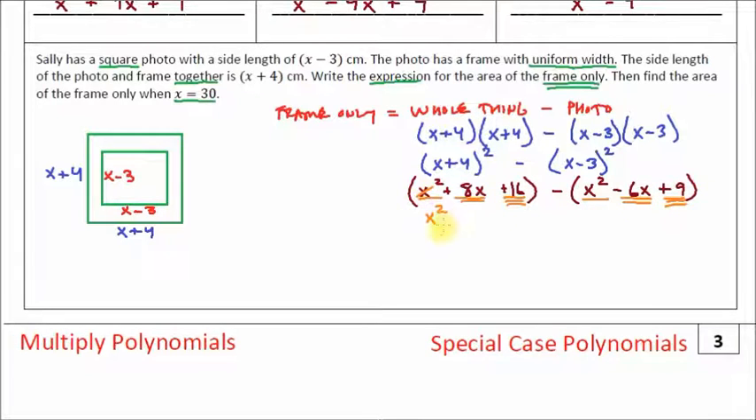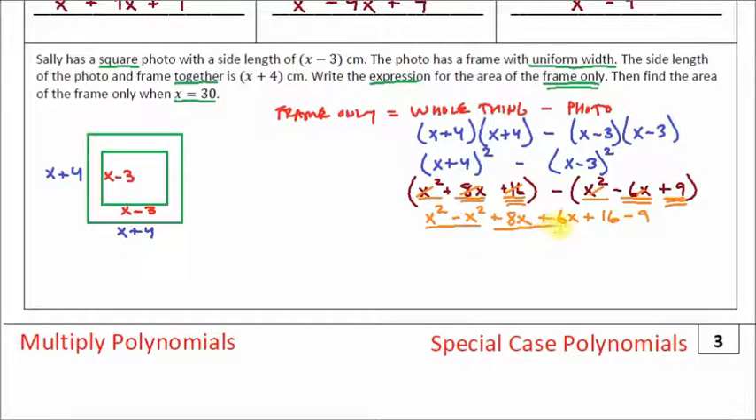Let's rewrite these in the proper order. So we got x squared. Now look at this one. This is not x squared. We've got to distribute the negative sign. This is negative or minus x squared. Then I've got plus 8x. And we've got minus negative 6x. That ends up being plus 6x. And then we have 16. I'll cross those off. And then we have 16, and we have minus 9. Now let's go ahead and group like terms.